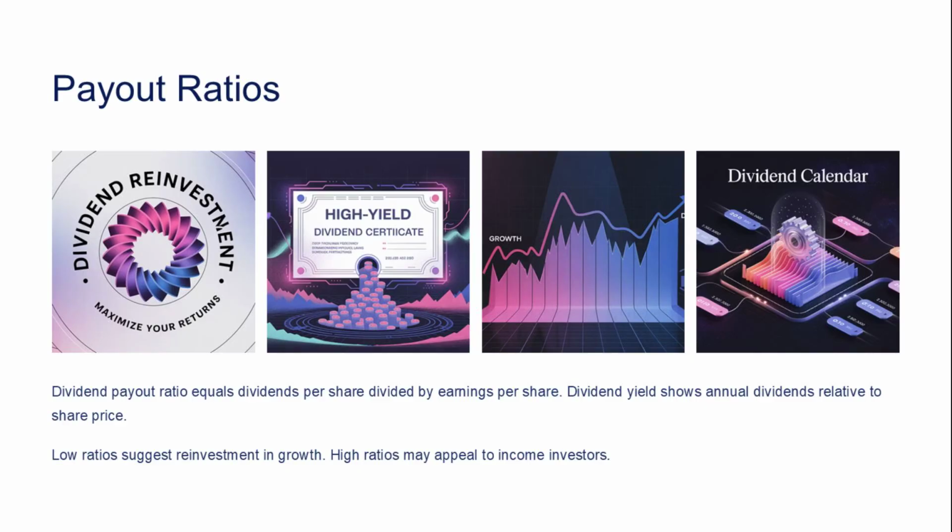Dividend yield shows the annual dividends paid per share relative to the current share price. High dividend yields can be appealing, but need to be balanced with the company's growth potential. The visual examples on this slide help illustrate the different components of payout ratios and dividend yields.